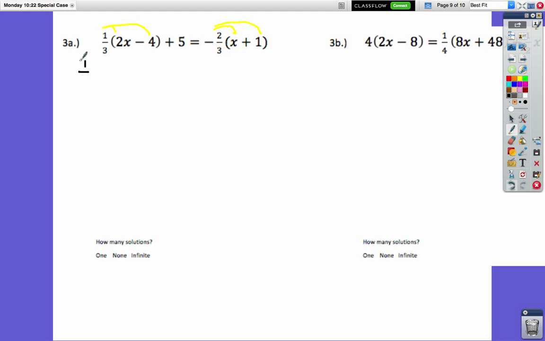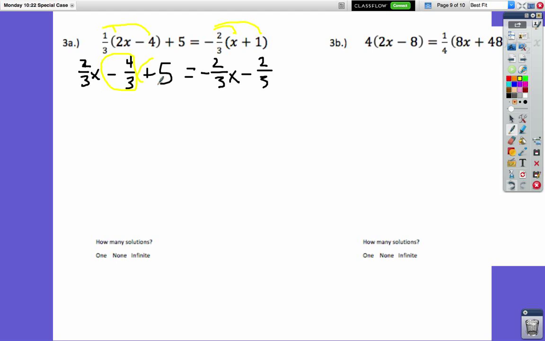So first, we're going to have 1/3 times 2. Sorry, that's going to be 2/3 x minus 1/3 times 4. That's going to be 4/3 plus 5 is going to be equal to, on the other side, we have negative 2/3 x, and that's going to be minus 2/3. I'm going to go ahead and combine like terms.